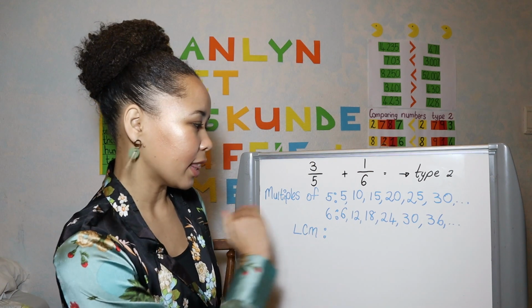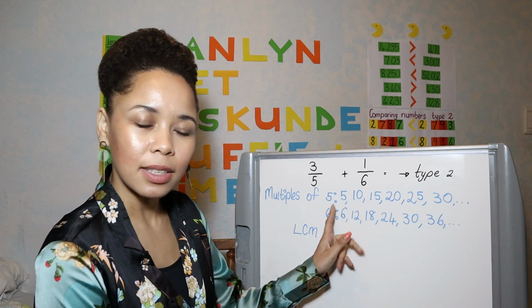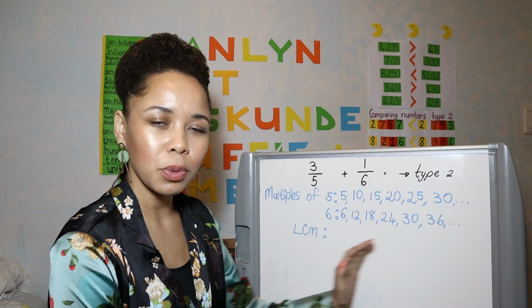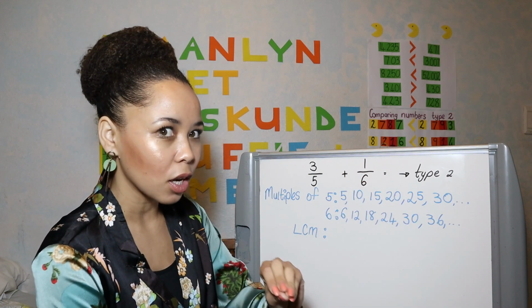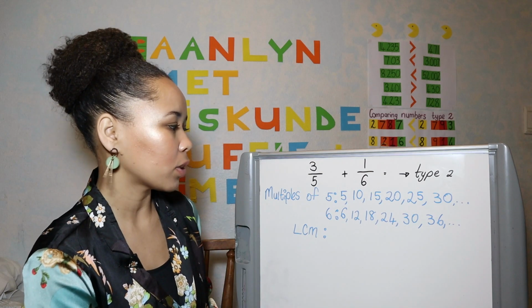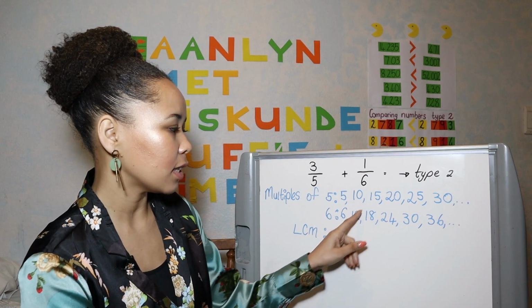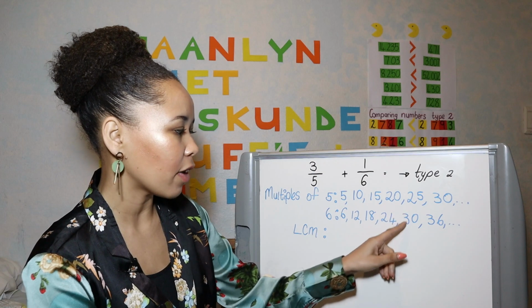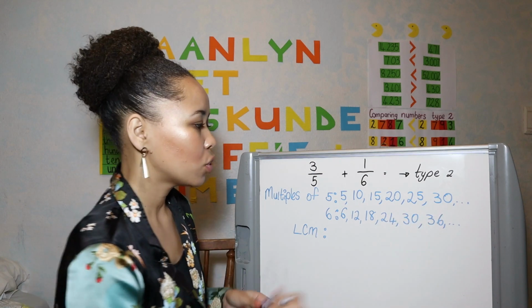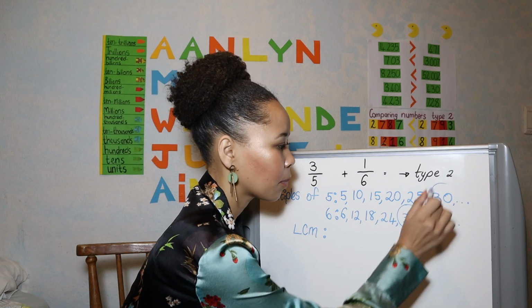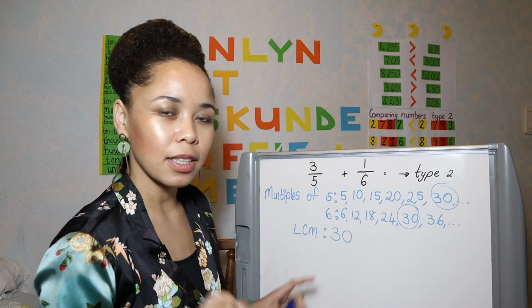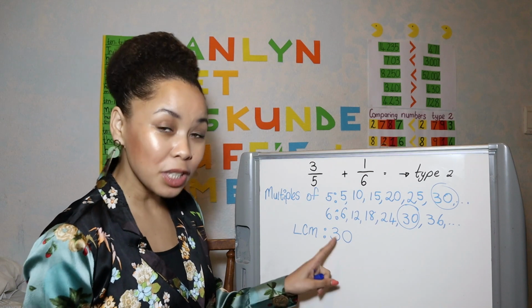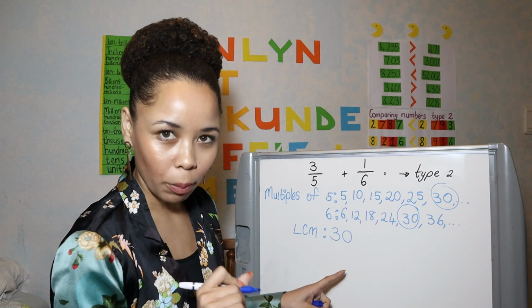So between the list of the multiples of 5 and the multiples of 6, what do they have in common and what is the lowest one? What I spot is, I see both of them have a 30. So this means 30 is my lowest common multiple, and this will be my new denominator.